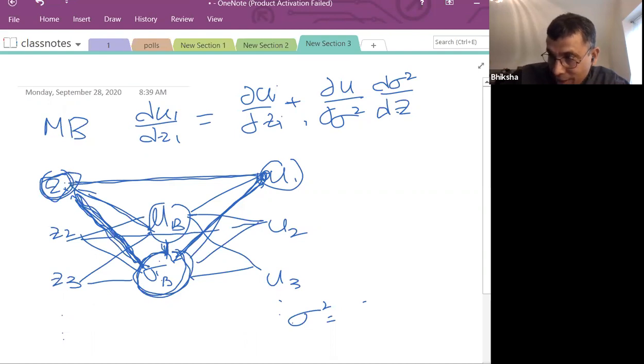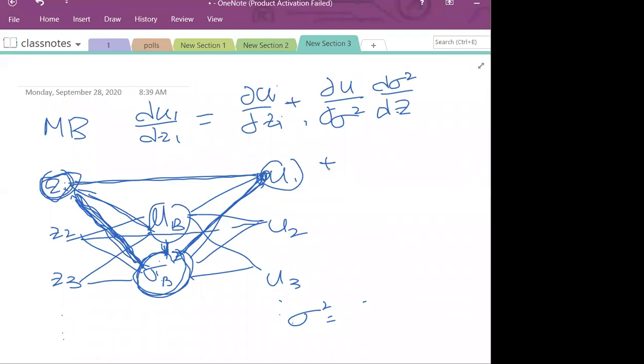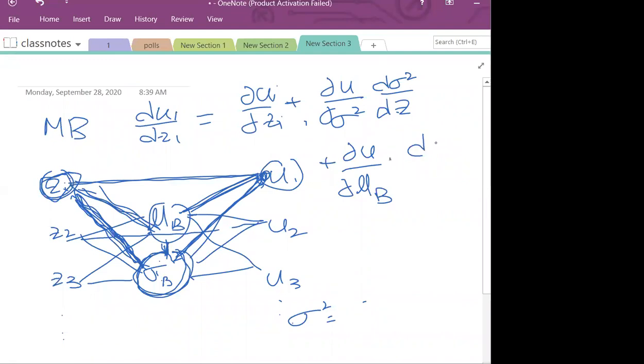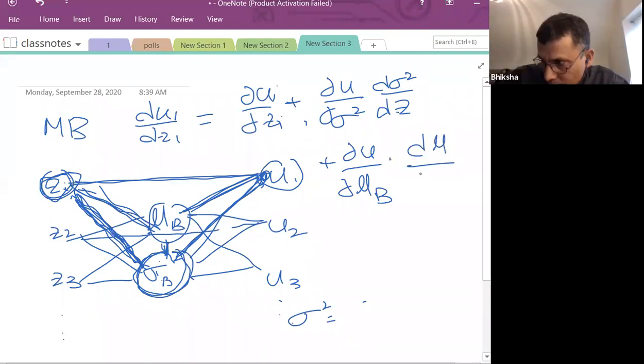What's the third term? Anyone? du d mu dz. It's this guy. That's a partial, right? Because u is a function of three guys. So the partial with respect to mu and the full, in which case they're the same, which is going to be d mu over dz. So your derivative is going to actually have these three components. Will that make sense to everybody?